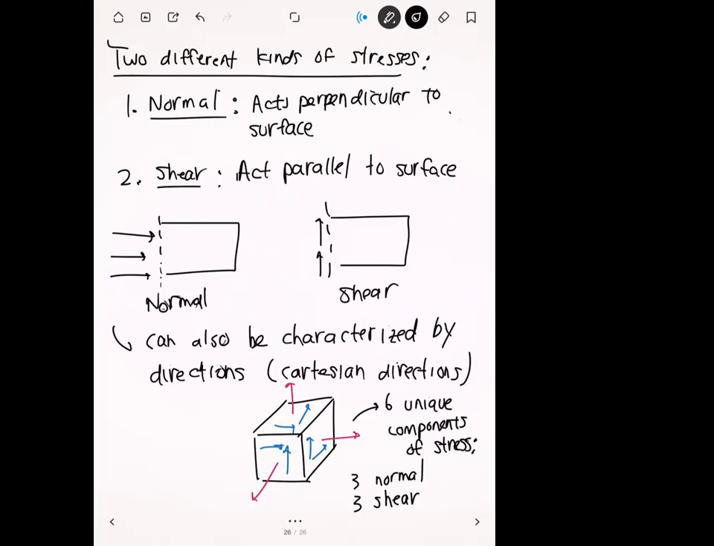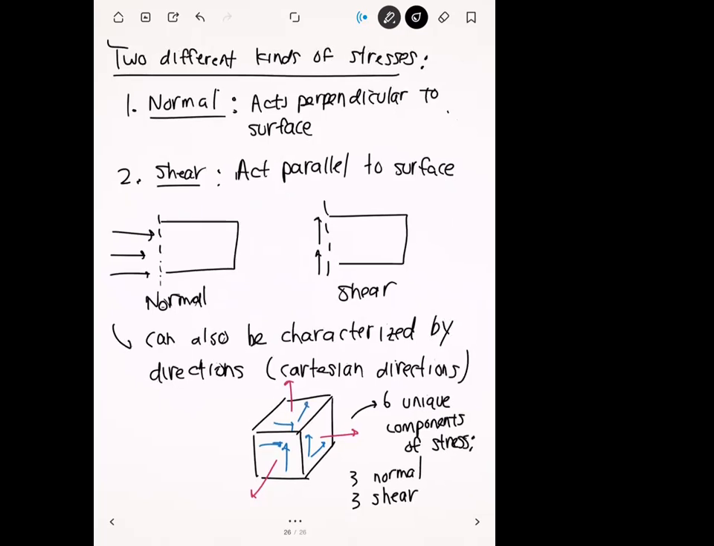All right. So before we do that, are there any questions on this? Okay. All right, so let's go over the 6 components of stress. Let's go over the 3 normal components first, because I think those are the easiest ones to do. Remember, normal stresses are going to be perpendicular to the surface. So we're going to have a normal stress in the x direction, one in the y direction, and one in the z direction.